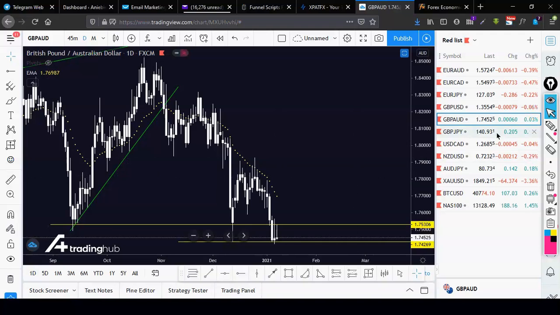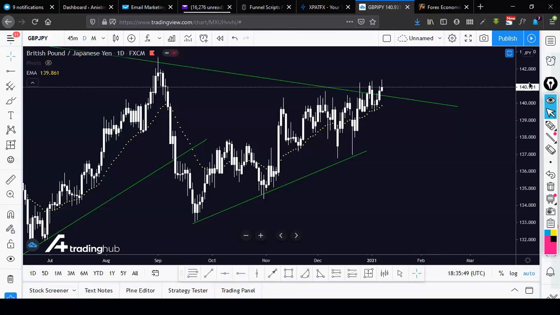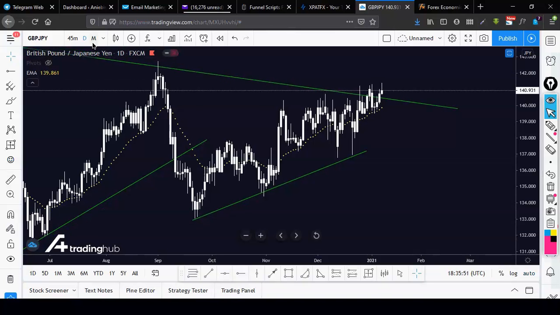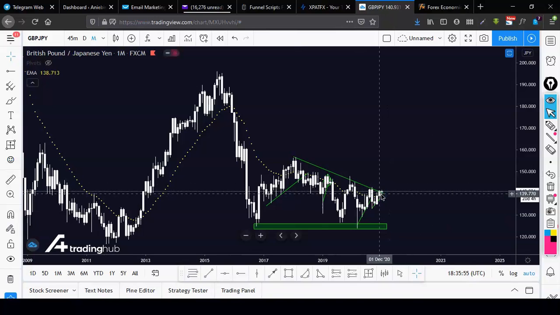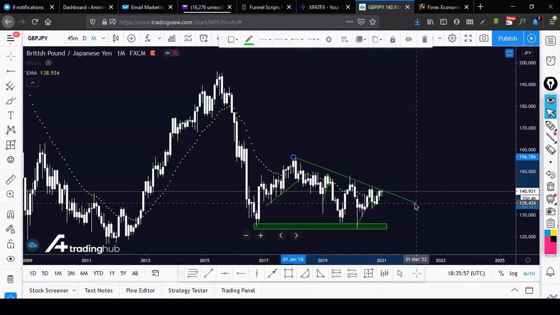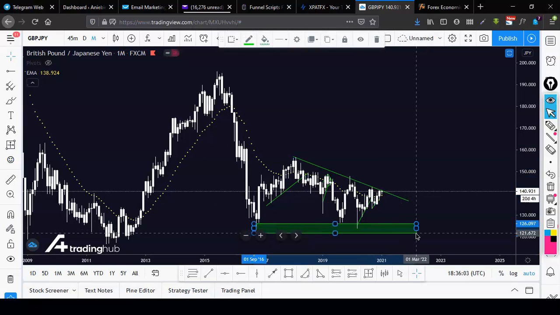Alright, so we move to the next one. Pound yen. Pound yen is also bearish. You guys can see from here. I don't even need to go to the monthly time frame for you to see. This is the monthly time frame. This is the structure I have here. Let me extend this. This is the structure I have on the monthly time frame.